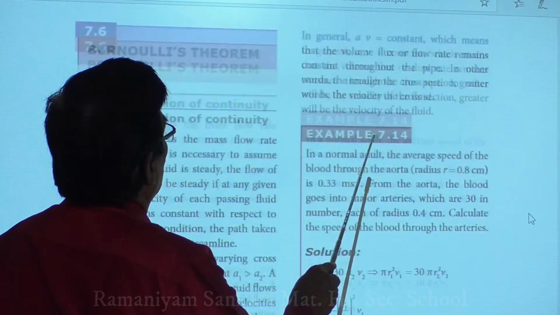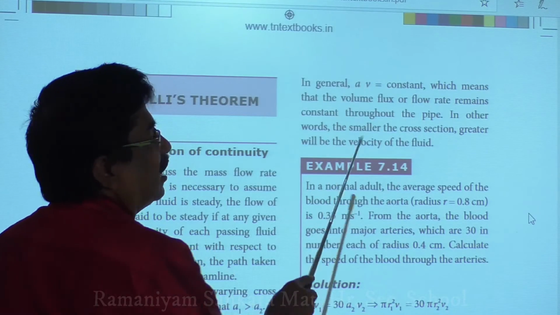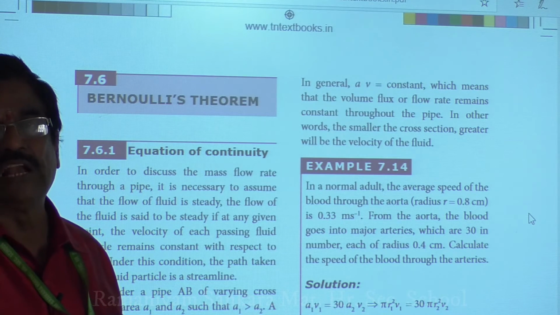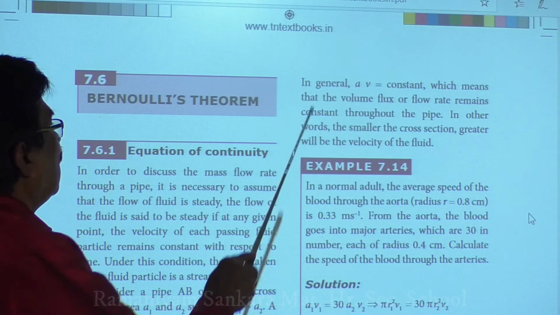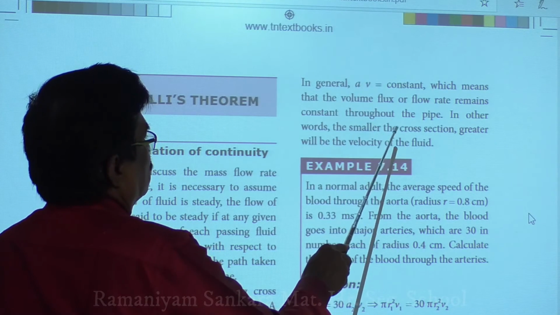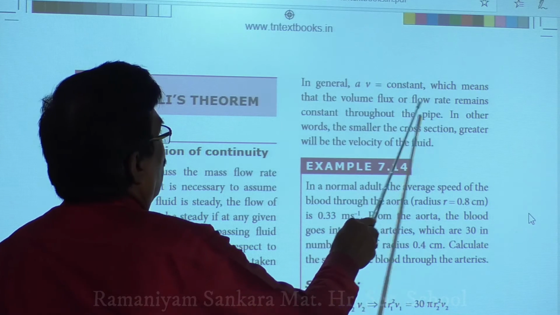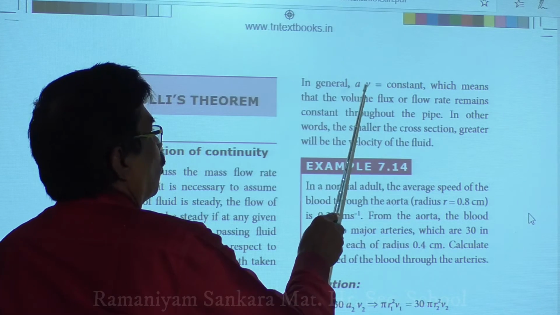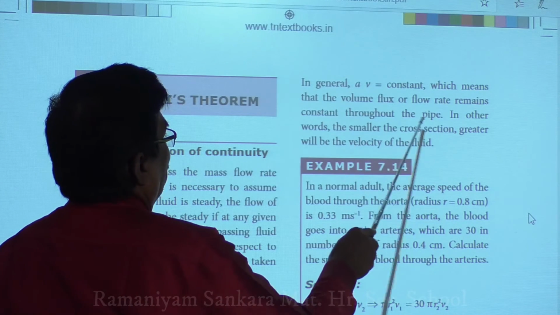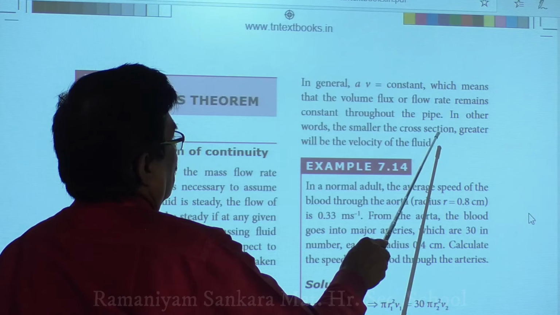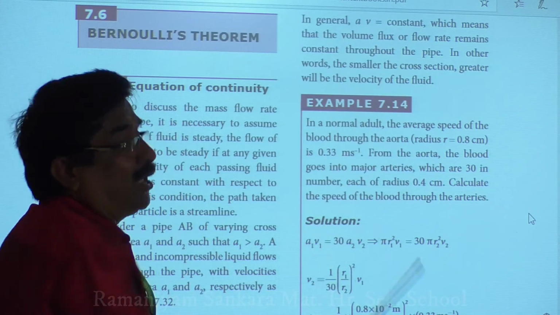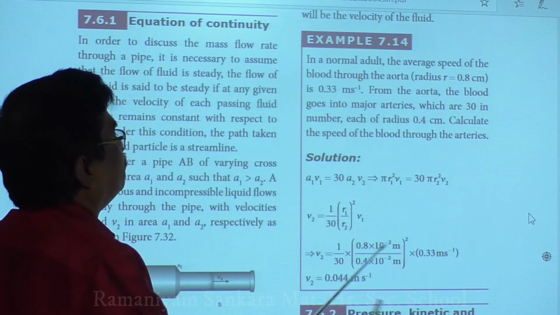Then we go to the next part. In physics, A1 V1 equals A2 V2 equals A3 V3, and we generally write AV equals constant. A is the area and V is the speed, so they are inversely proportional. This means the volume flux or flow rate remains constant. Volume flux means how much volume of water flows through the pipe. In other words, the smaller the cross section, the greater will be the velocity of the fluid, because it is inversely proportional.